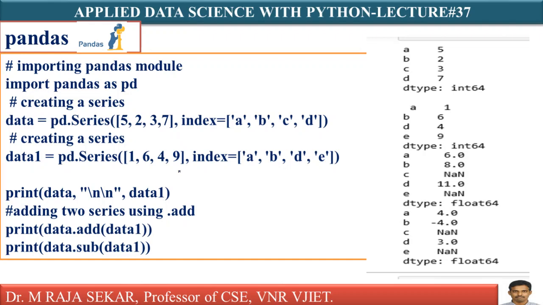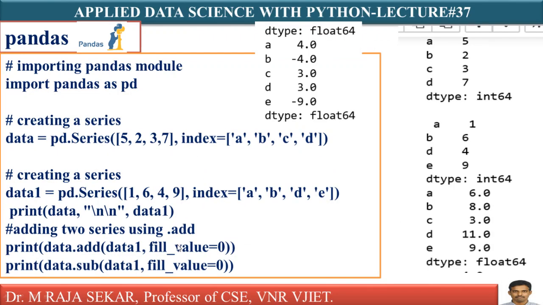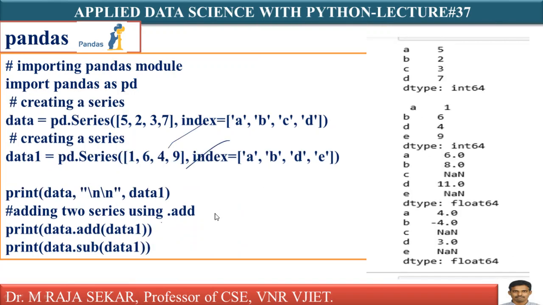Again, same program. Here I am not keeping the second argument. What is my second argument? fill_value equal 0. Here we are not keeping this fill_value equal 0. Same code except that single difference. Just see what it says.